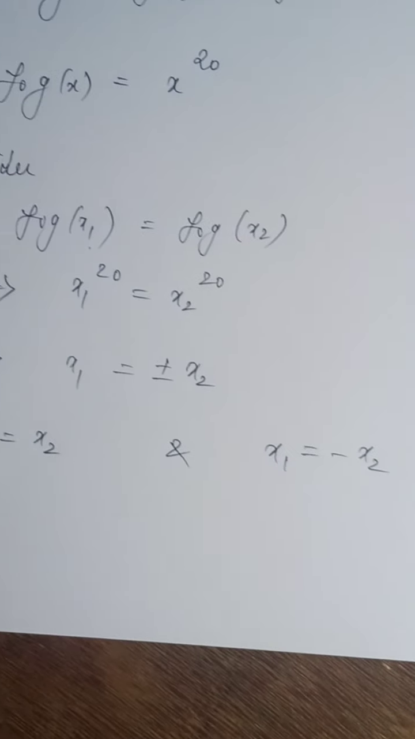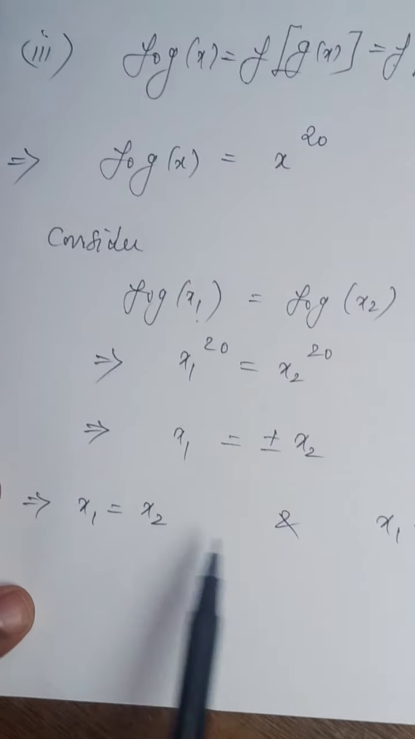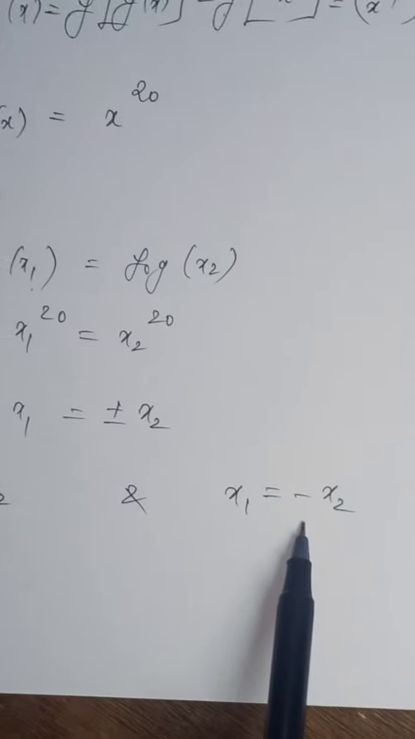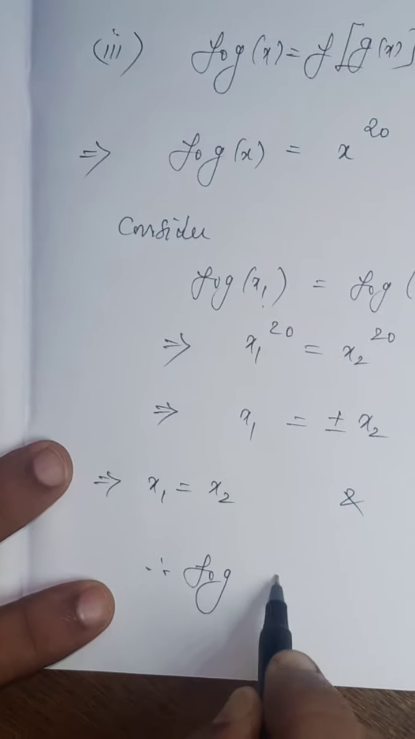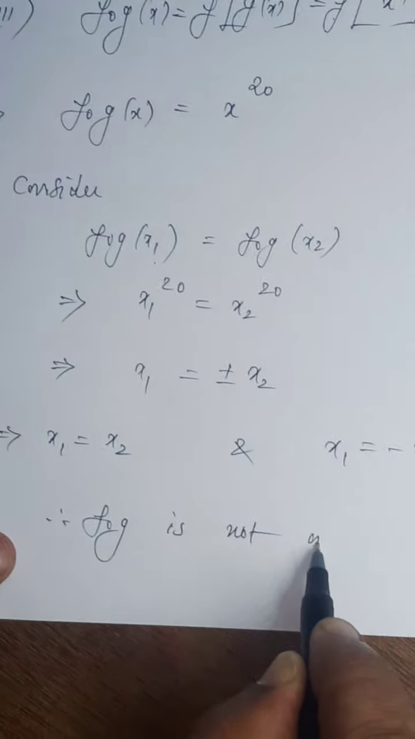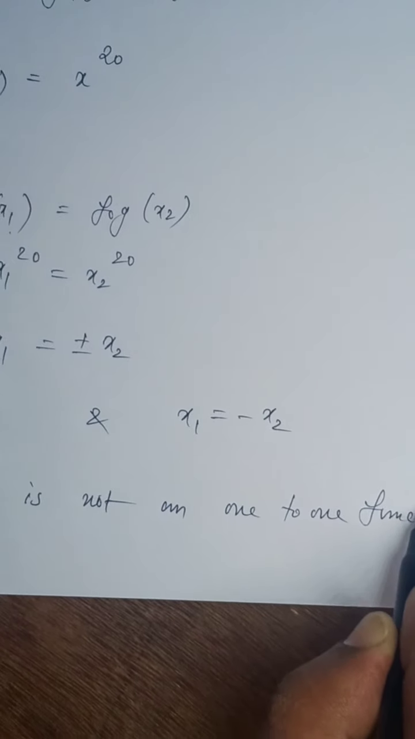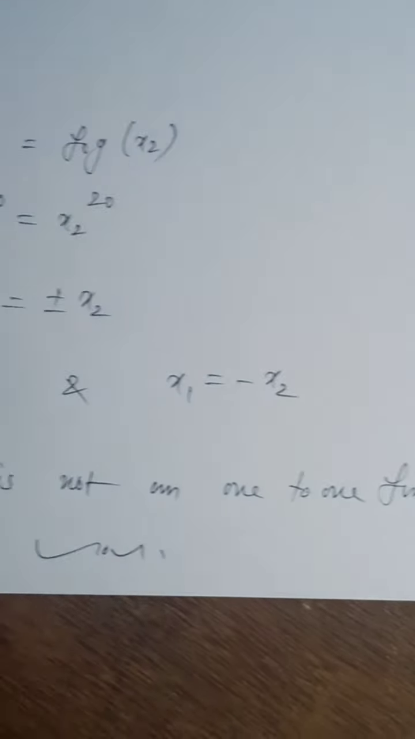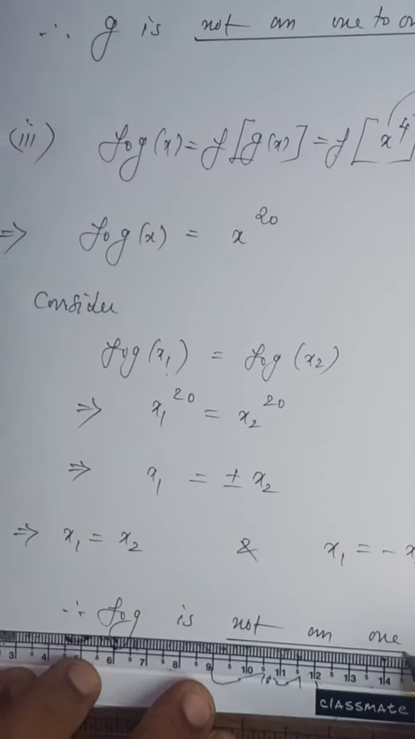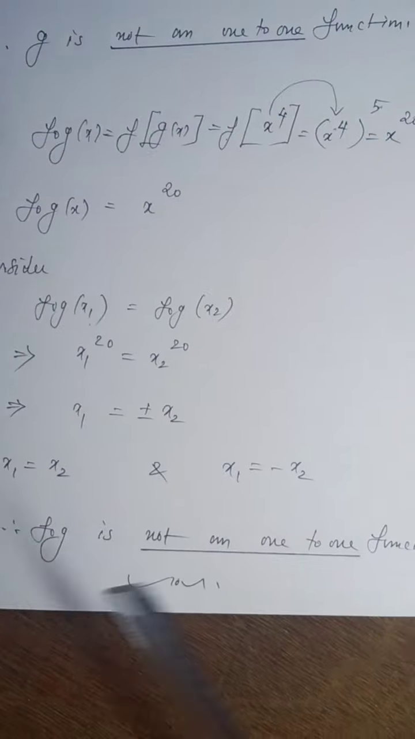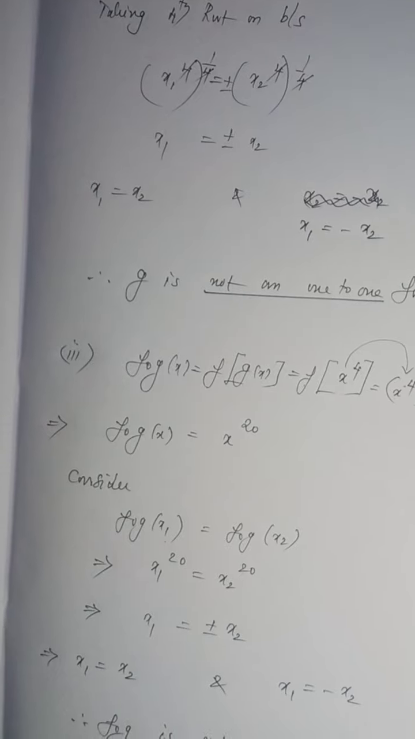Already I told you, if you prove only x1 equals x2, we can say that is a one-to-one function. We have x1 equals x2 as well as x1 equals minus x2. Therefore, f dot g is not a one-to-one function. So problem number 7 is over. I'll be teaching problem number 8 in the next video. Thank you, children.